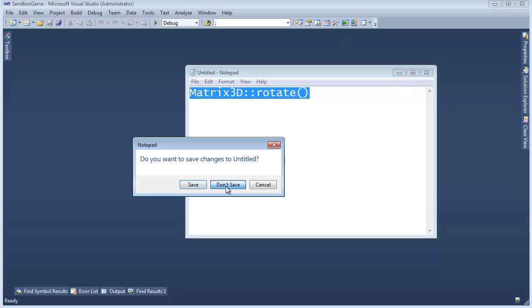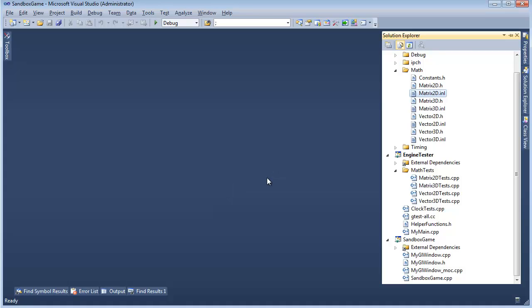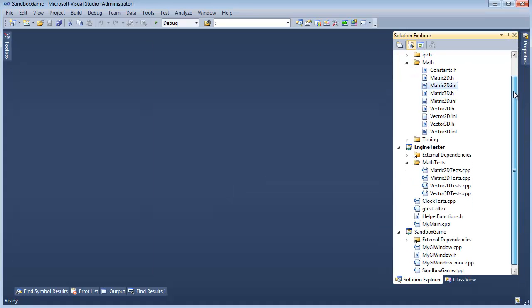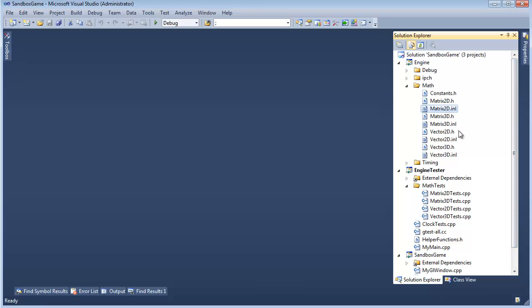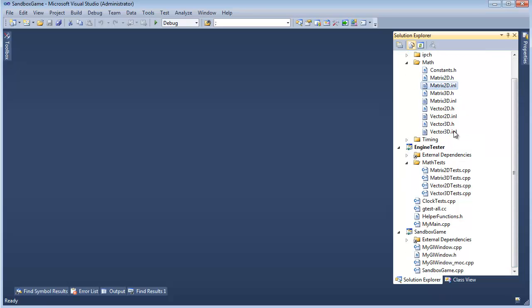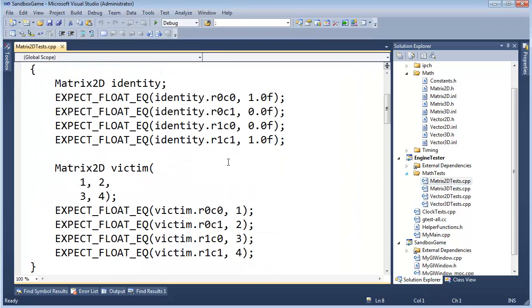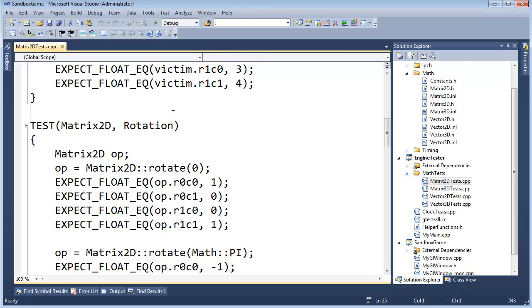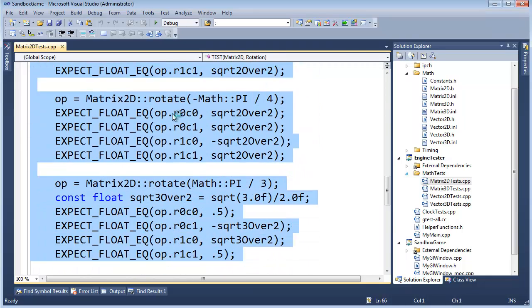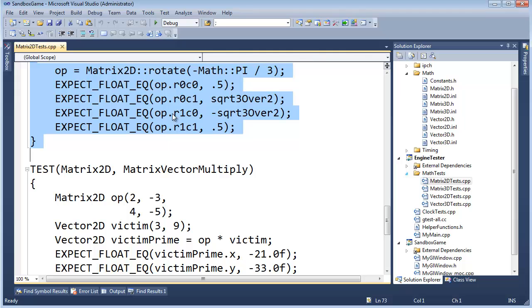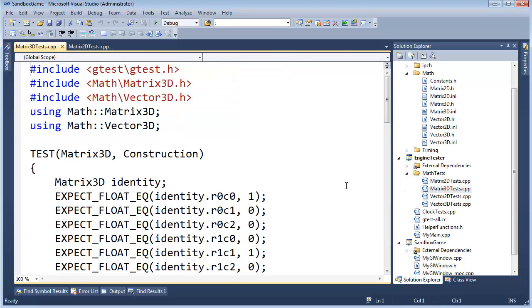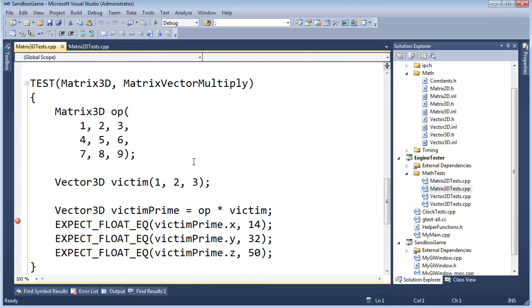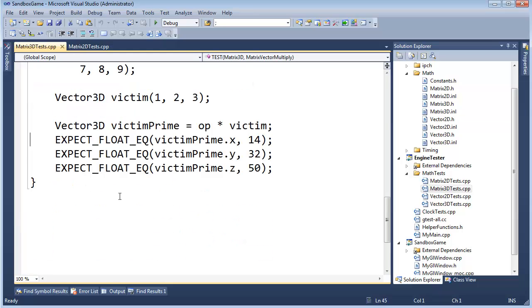So I'm actually going to cheat a little bit here and just reuse our tests. Even though I've proven to you that I am terrible at copying and pasting, I'm going to use our Matrix2D tests. I believe we had rotation here. And let's just copy this. Oh, this is scary, but I'm going to copy it. I'm going to go to Matrix3D tests and get rid of this breakpoint.